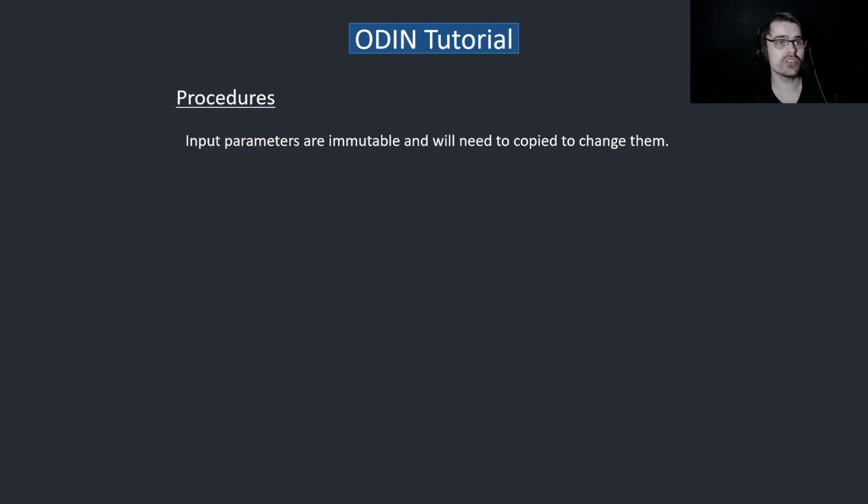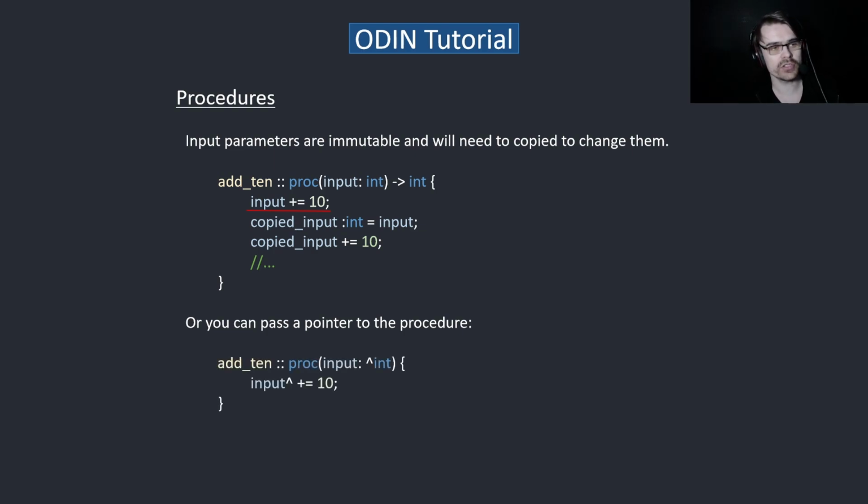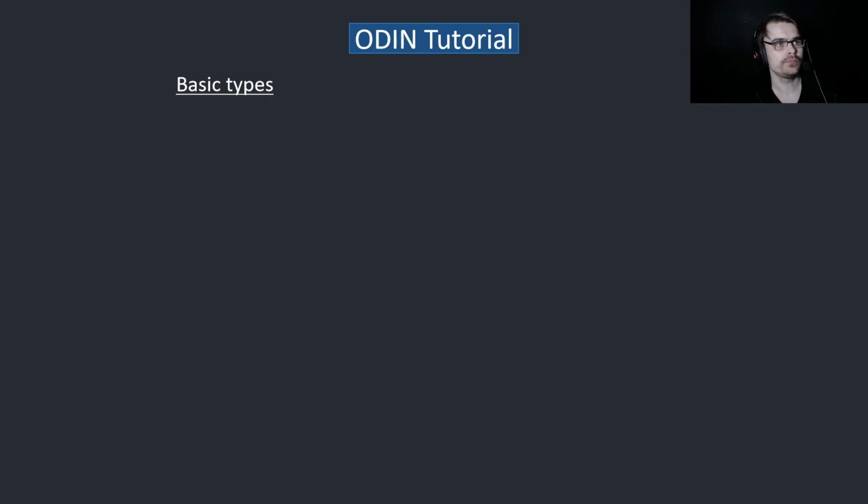So input parameters are immutable, and you need to copy them to change them. So if you do something like this at the top, it will give you an error. You can't change it. You have to copy it. So copied input, and then you can change the value. You can also pass it as a pointer, and pointers look like this. I will cover more about pointers in another video. That's a bit advanced here, just to show you can change them if you use a pointer, because that will be basically a reference to another variable.